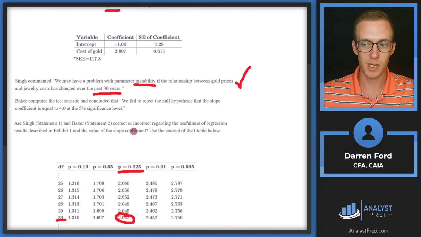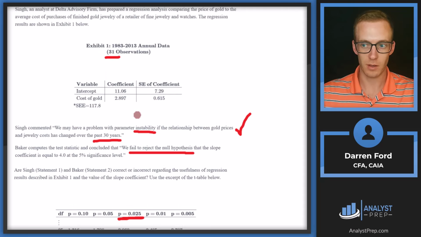So if our value falls in between that range, we're not going to be able to reject the null, which is what we're saying here would be correct. If it lies above 2.042 or below minus 2.042, then we would be able to reject the null.